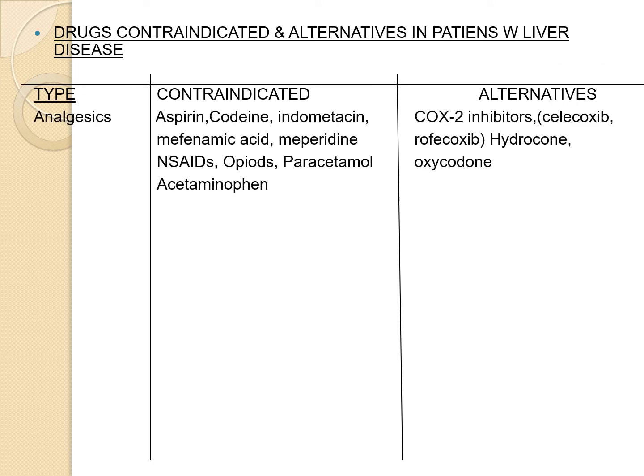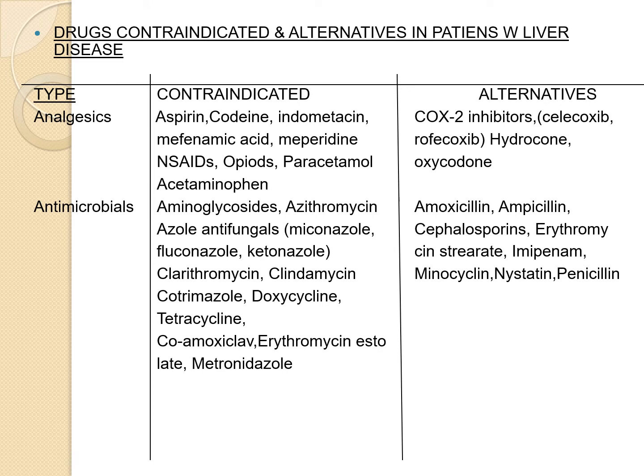What are the drugs contraindicated and the alternate drugs we can give for the patient? Analgesics are commonly used for dental treatment. So aspirin, codeine, mefenamic acid, NSAIDs, opiates, paracetamol, all these drugs are likely contraindicated for these patients. As alternate drugs we can give celecoxib or hydrocodone, oxycodone, like that we can prescribe for liver disease patients.